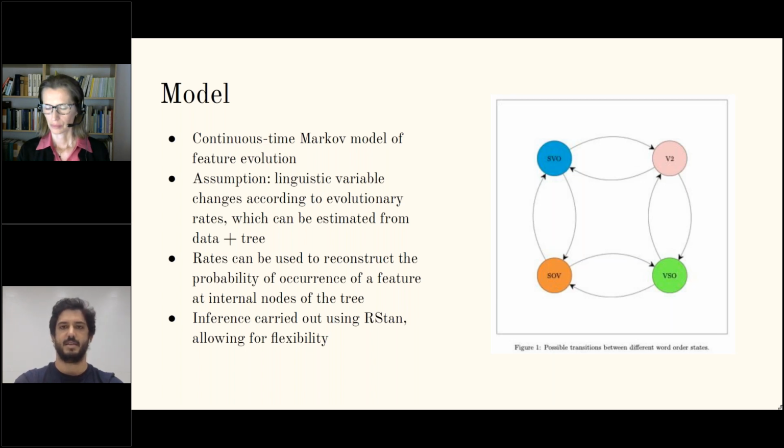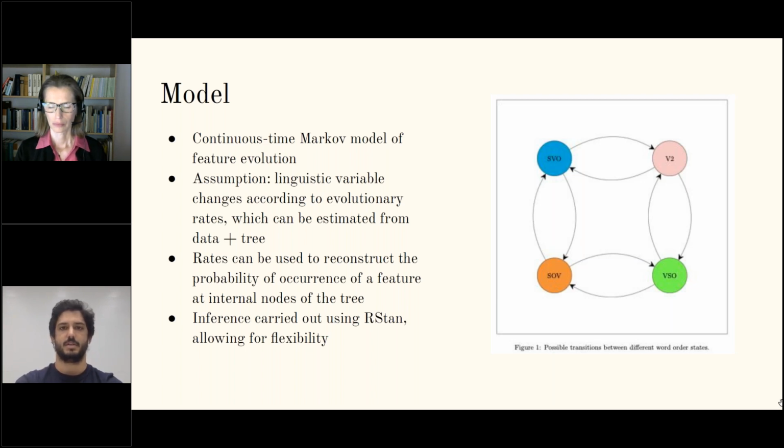So as you can see in this little schema, the arrows represent potential transitions between different word order types that we have in our database. And the actual chronology governing transitions represented by the arrows is something we don't know. It's something that this particular model of evolution allows us to estimate. Rates can be used to reconstruct the probability of occurrence of a feature at internal nodes of the tree. So this is really central to our major objective, which is to try to do quantitative reconstruction of linguistic features to Proto-Indo-European. Proto-Indo-European is essentially the root of our tree, and that is where we want to know the probability of a certain feature existing, like a certain type of word order. And the rates can also be used to address a number of really interesting questions about featural stability and instability, and so on and so forth.